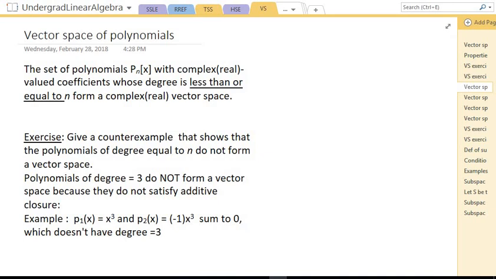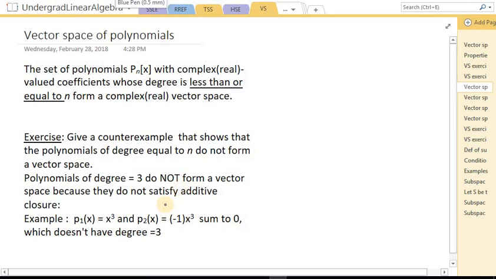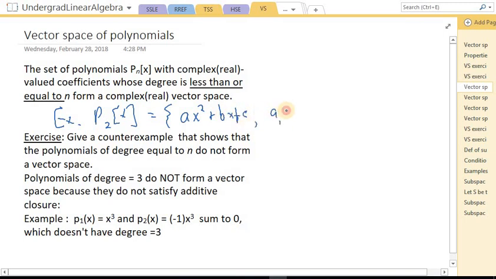For instance, if I wanted to do an example of P2, P2 of x is the set of all polynomials whose degree is less than or equal to 2. So that would be polynomials of the form ax squared plus bx plus c. Sorry, that's a plus there. Where a, b, and c are complex. So you can think of any complex numbers a, b, and c, multiply a times x squared plus b times x plus c, and that's going to be an element of P2.